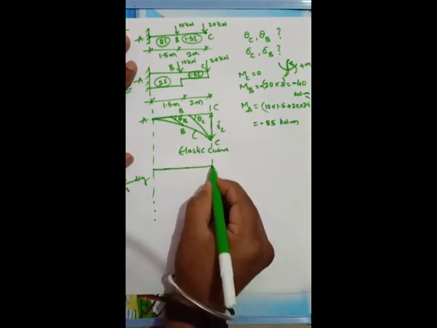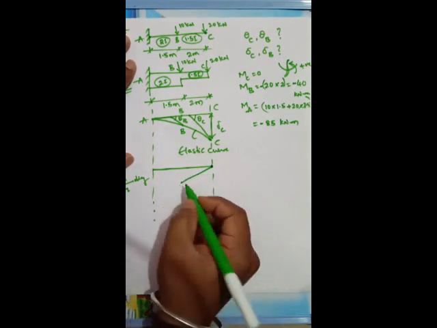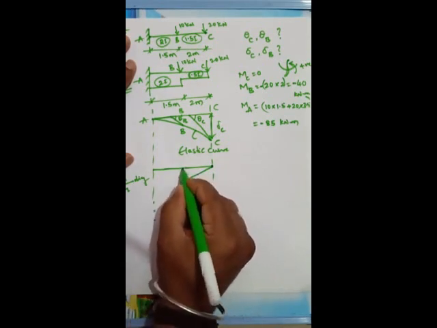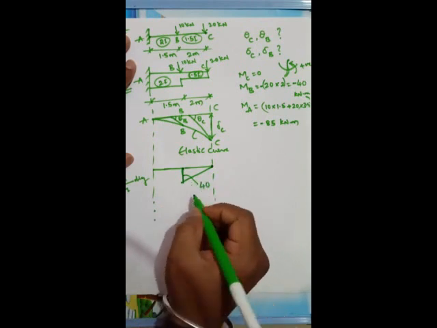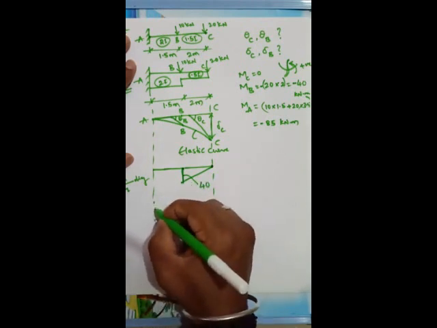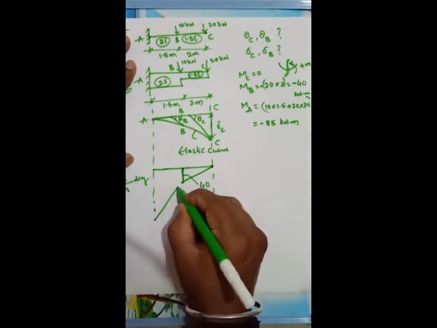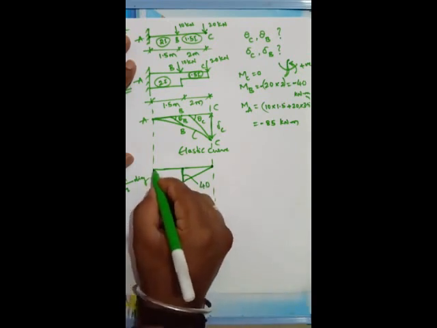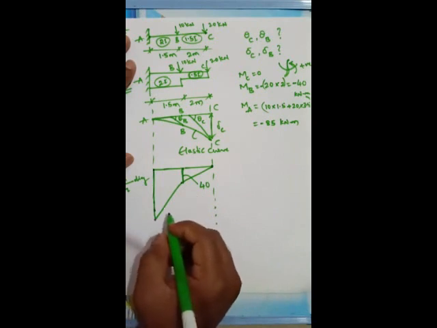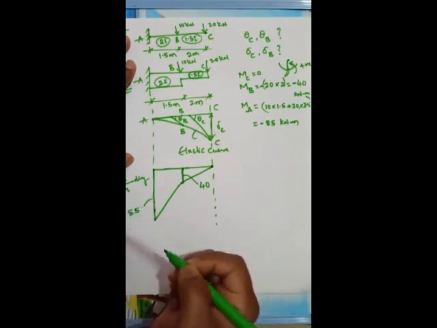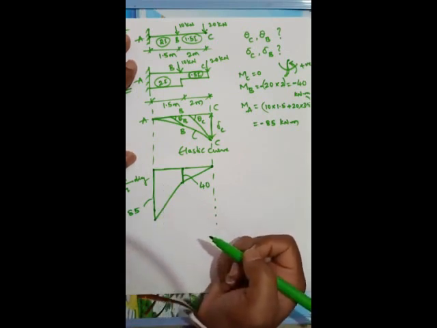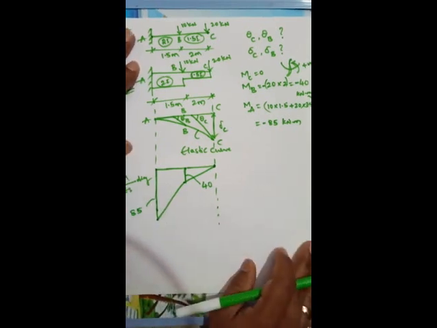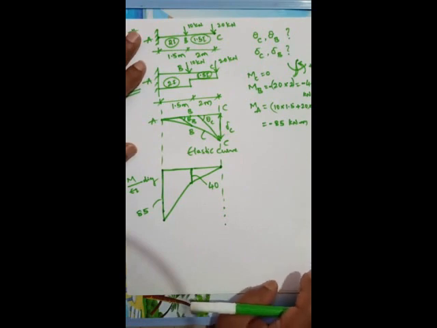Now if I draw the bending moment diagram, the moment at C is 0. At point B, this is 40 negative. Then from point B to point A, this is 85. We want the M by EI diagram, so this is the M by EI diagram.